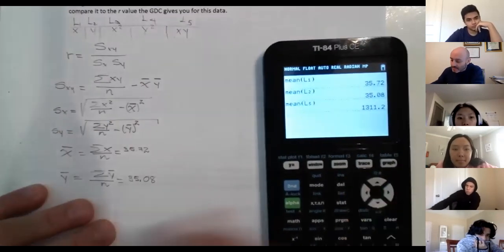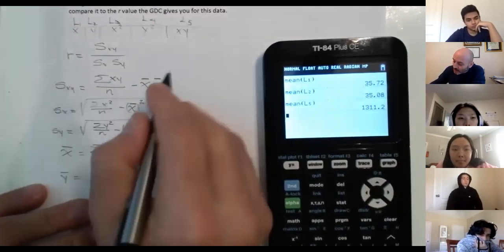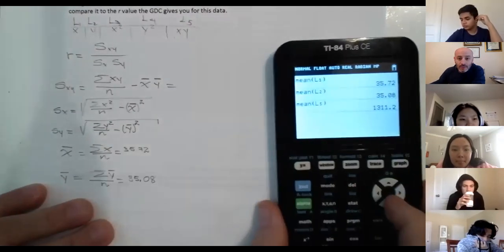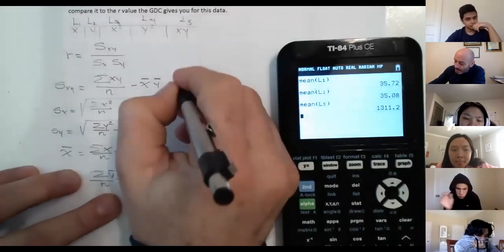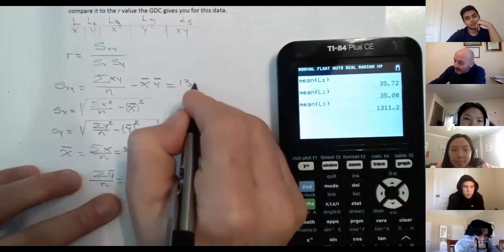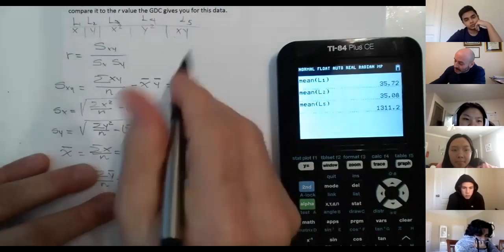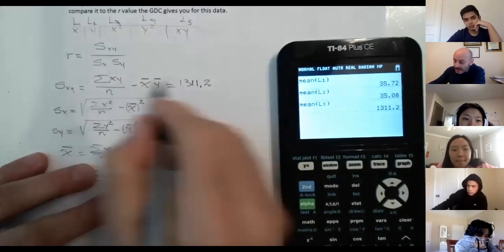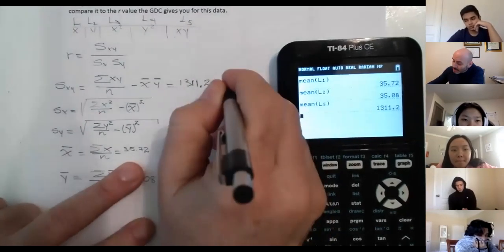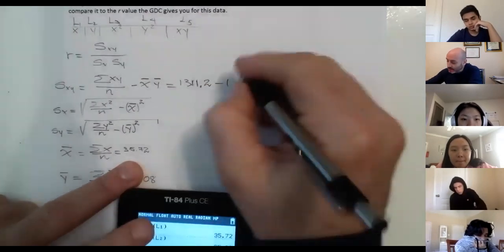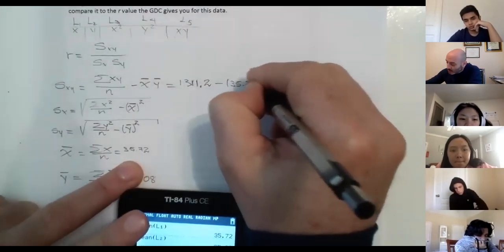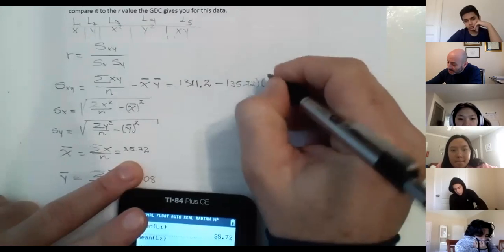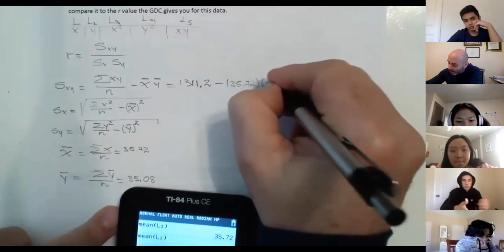So S_XY is going to be equal to the first value, which is this, 11.2, that's that, right? Minus 35.72 times 35.08.